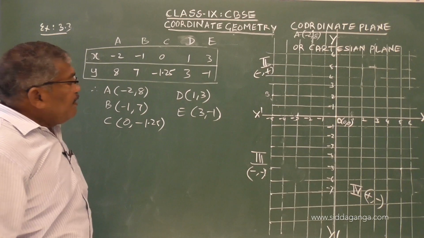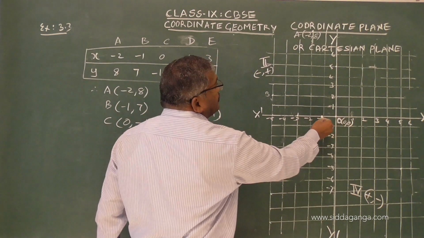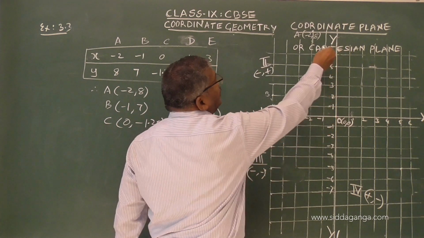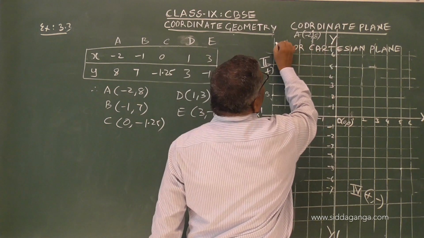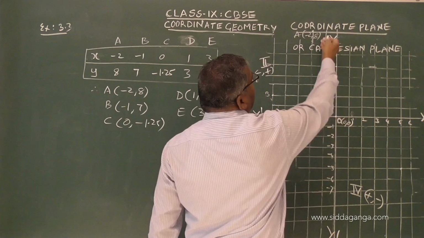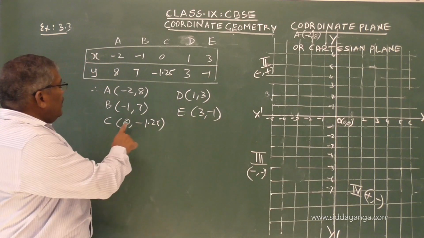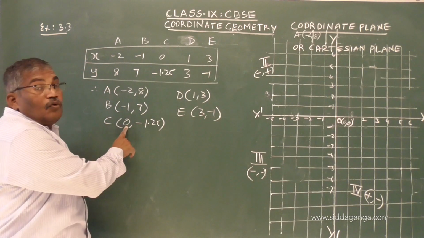Now point B is (-1, 7). It will come here. (-1, 7). And C is (0, ...).